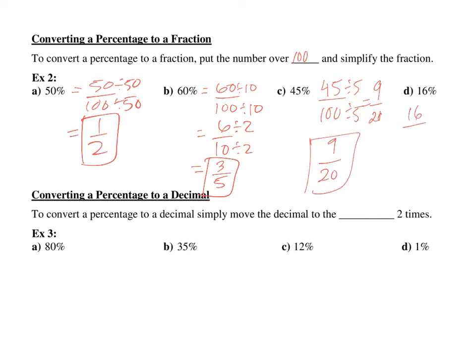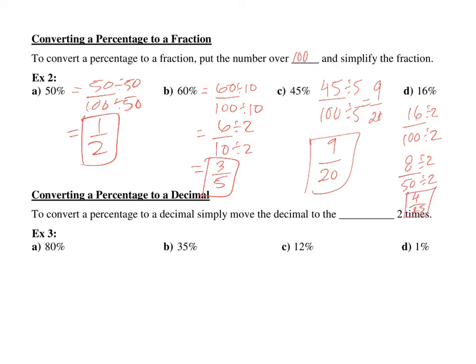16%. 16 over 100. All right, divide both by 2. 8 over 50. Divide both by 2. 4 over 25. Done with that one.